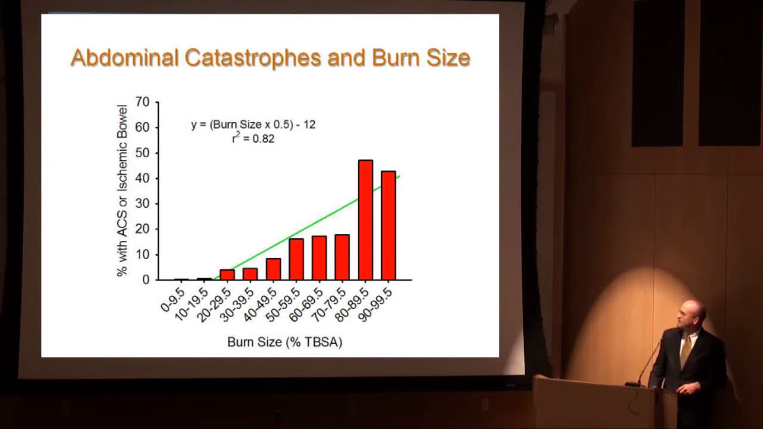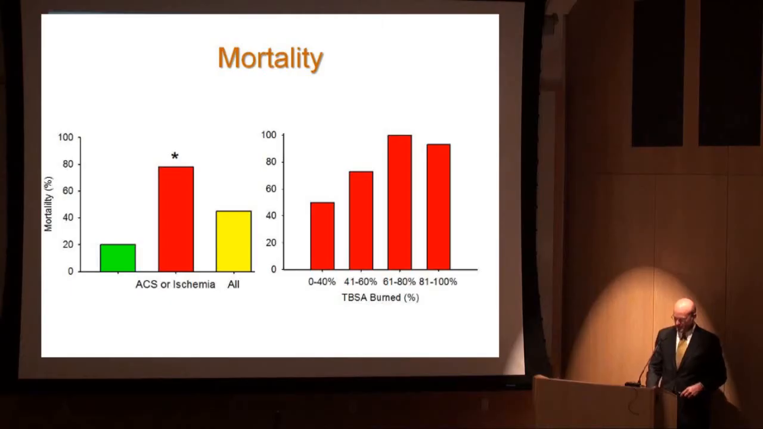There's a higher incidence of these abdominal catastrophes, and this would be the guy that's in the ACS, as well as the guy who's been in the hospital for maybe a week or two, and then all of a sudden gets an abdominal distension and gut dies for some reason. And that happens with bigger burns as well. Again, mortality is very high in the ACS or ischemia group, and it happens with bigger burns more often. So how do you prevent that?